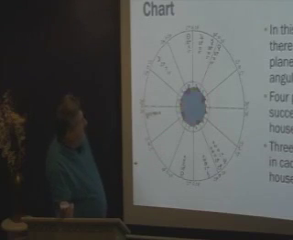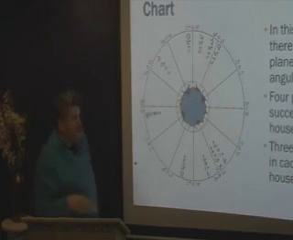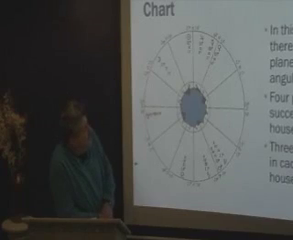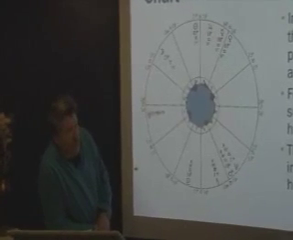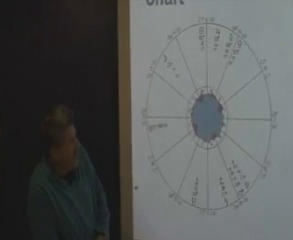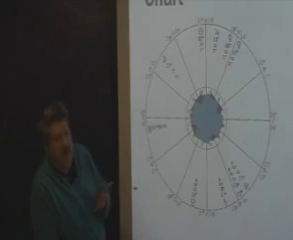And there are 3 planets in cadent houses. So these are Pluto, Mercury, and Jupiter. The cadent houses being 3, 6, 9, and 12. So we can see from this chart that there are only 3 planets angular, 4 succedent, and 3 cadent, that this is a chart that will have about average power.